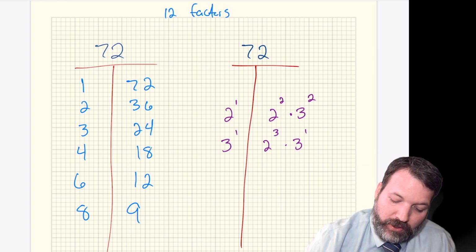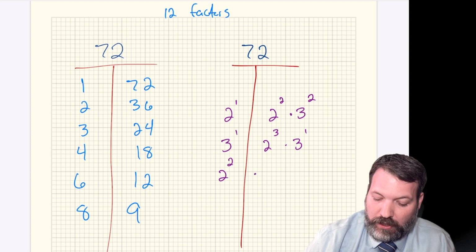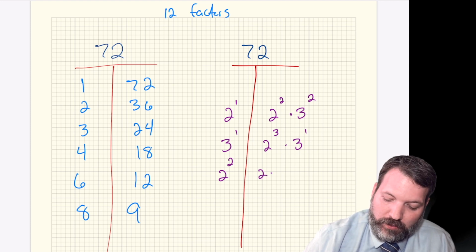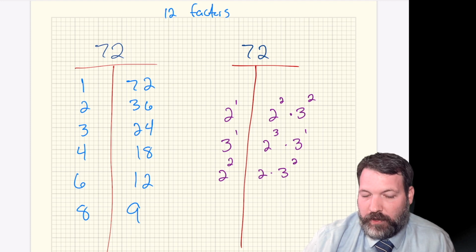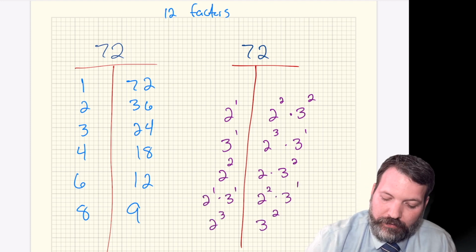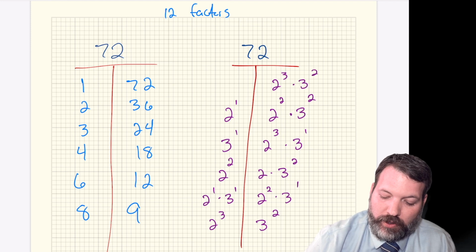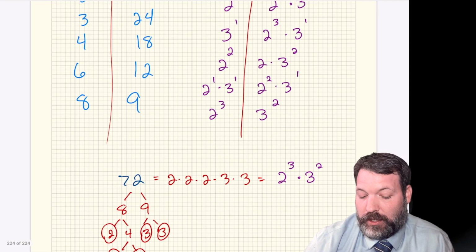Do the same thing for the next row, 4 and 18. So that's 2 squared, and then 2 times 3 squared. And let's go ahead and finish out the table. 72 itself, of course, is going to be 2 to the third times 3 squared. That's what we saw in our prime factorization down here.